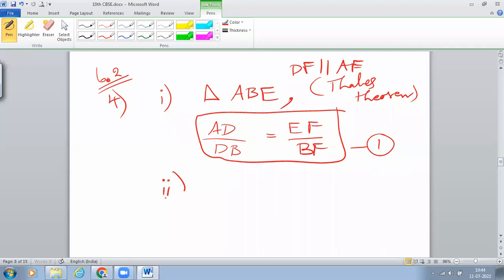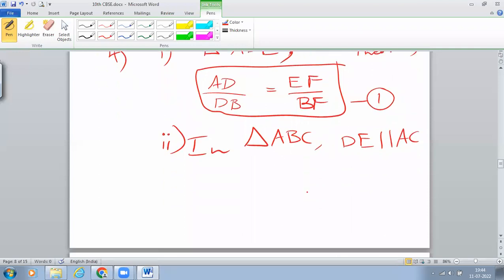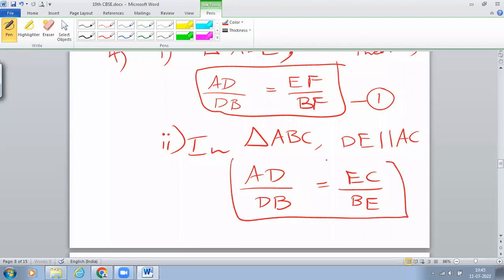Second step is in triangle ABC. In this triangle ABC, DE is parallel to which side? AC, right? Yes, DE is parallel to AC in this triangle. Since this side is parallel to AC, what will we get? AD by DB is equal to EC by BE. Am I right or wrong? Yes, sir. Okay, these two are okay.